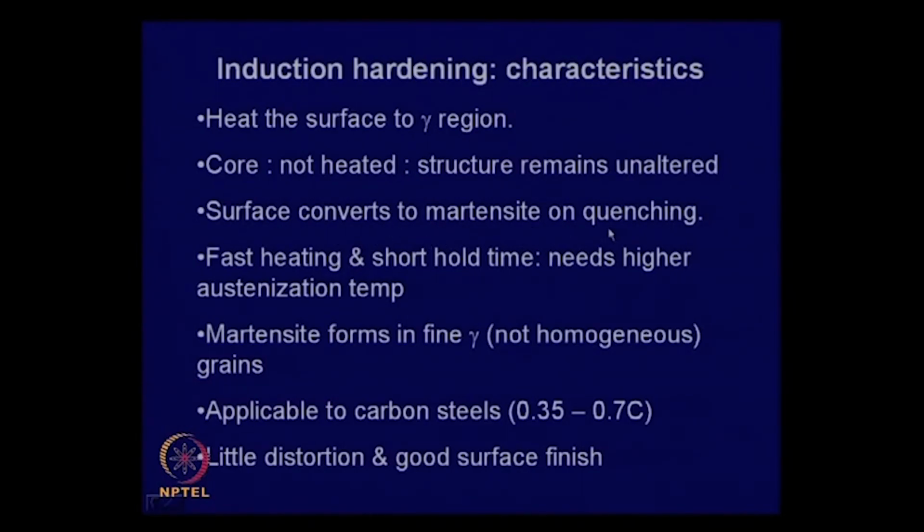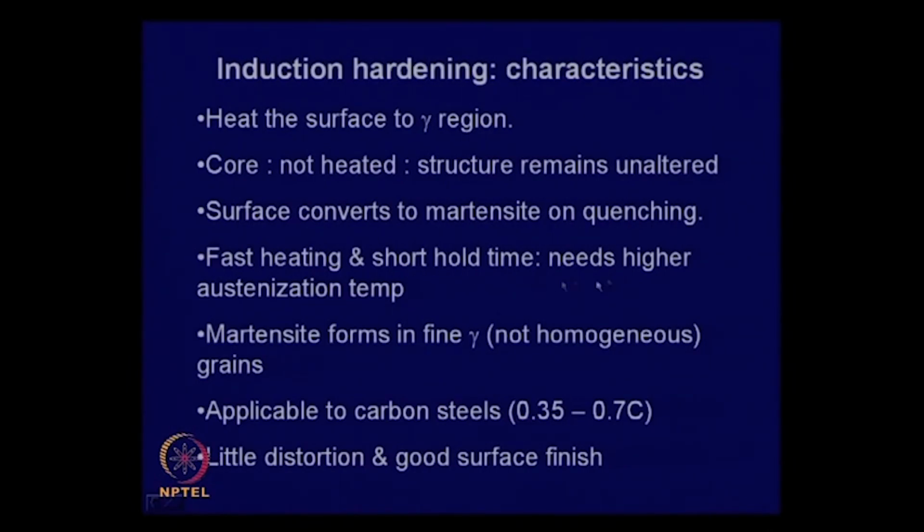Since the surface has converted into austenite, you can quench it. Many times the quenching facilities are also built in along with the coil. After it has been heated, you can quench by spraying water or any other quenchant, and so you can get martensite on the surface. One of the main characteristics of this is very fast heating, and the whole time is very short.